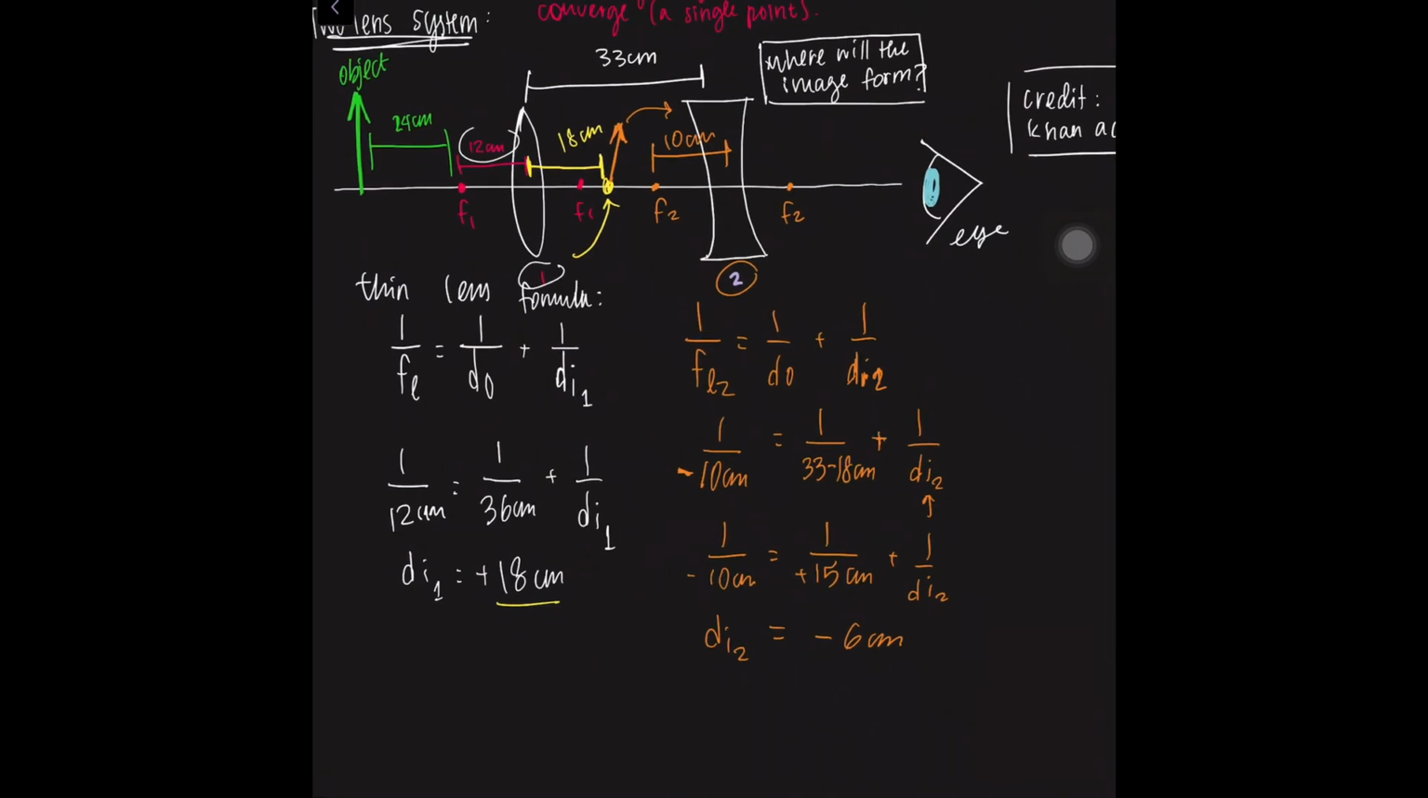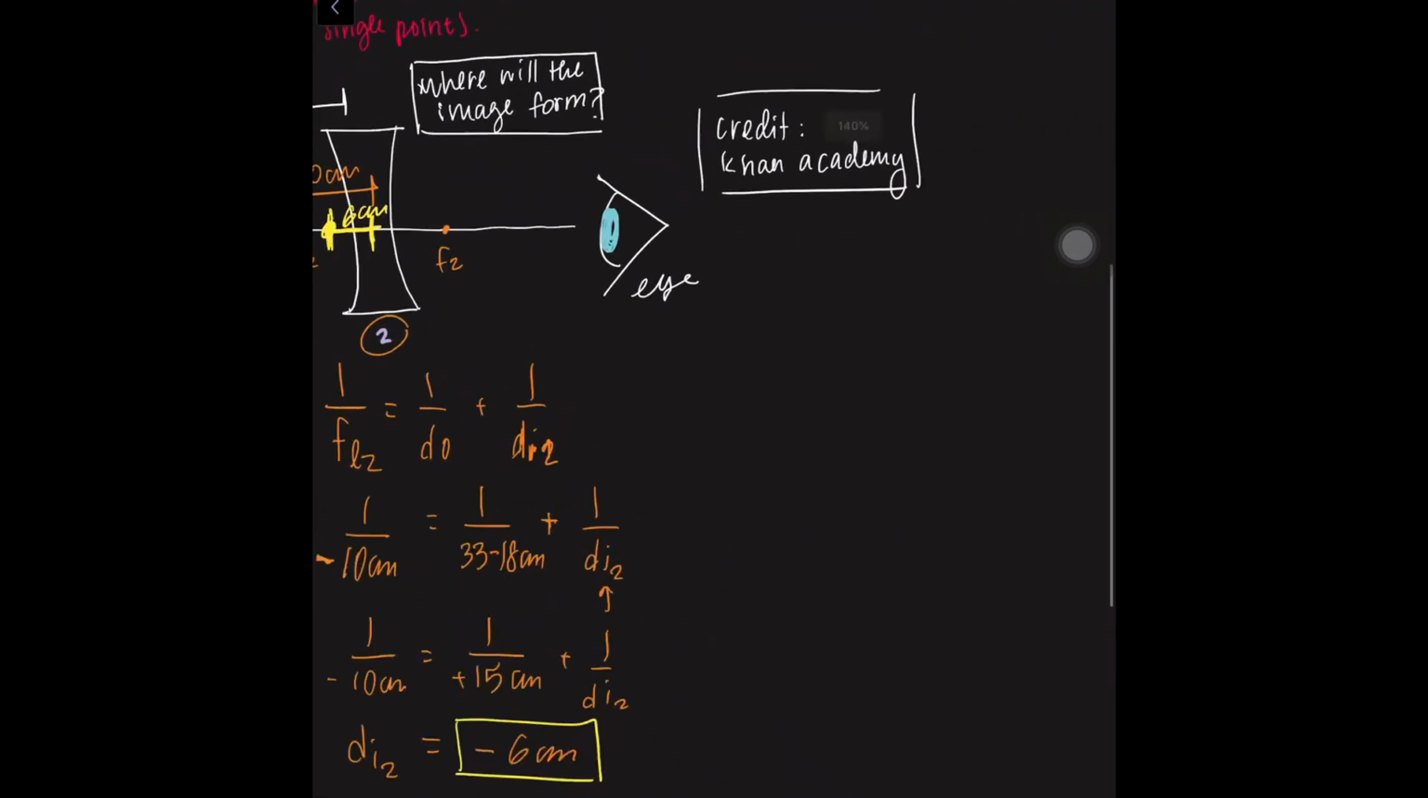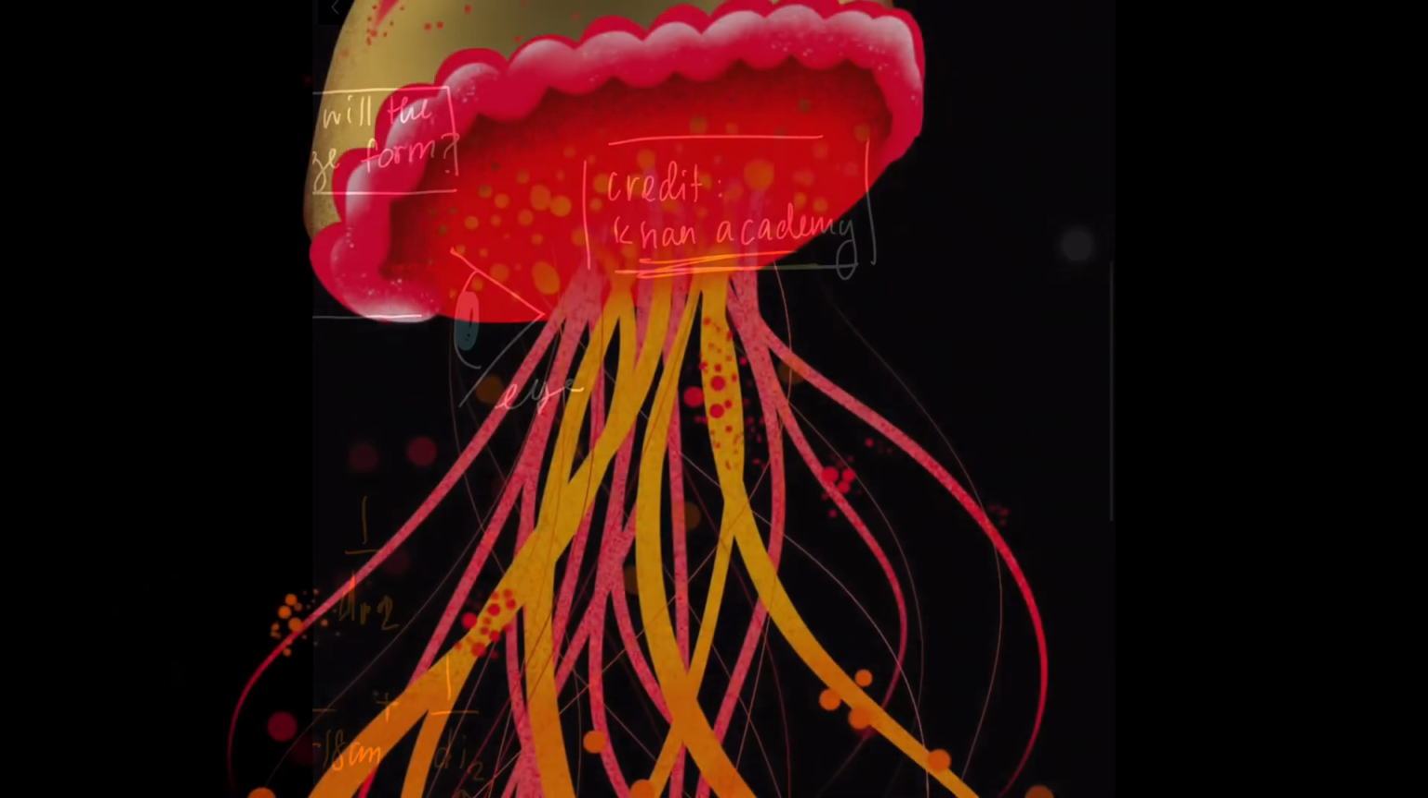Well, this means that it will be formed to the left of this lens. And since it will be 6 centimeters, it will be somewhere around here. So that is our final answer. And the credit for this calculation goes to Khan Academy.